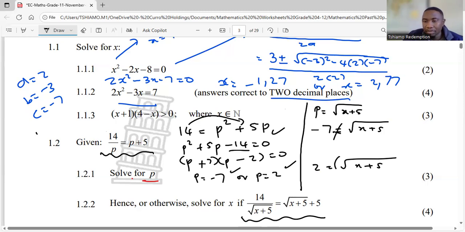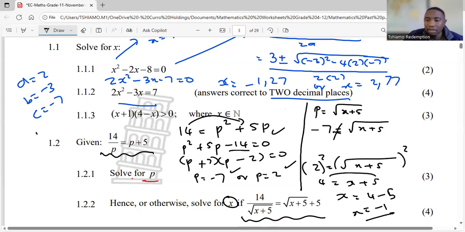So this one, how do we solve for x? We're looking for x, remember. We're going to square both sides. How much do you get? 4 here, equals x plus 5. And then take the 5 to that side, x becomes 4 minus 5, which is -1.